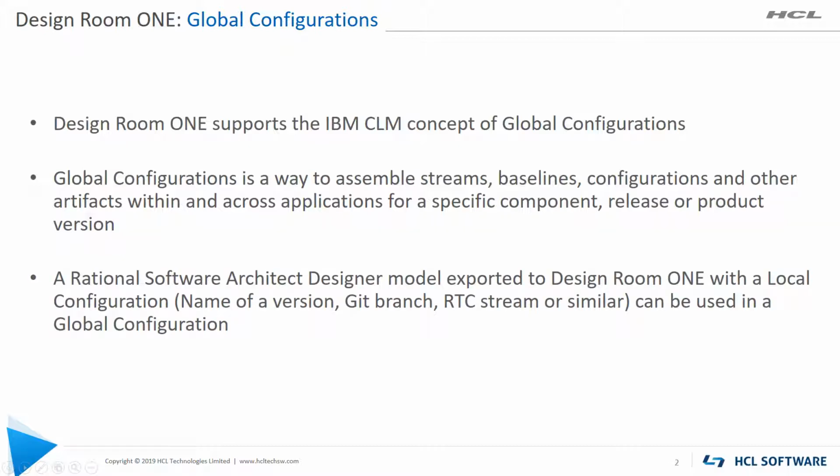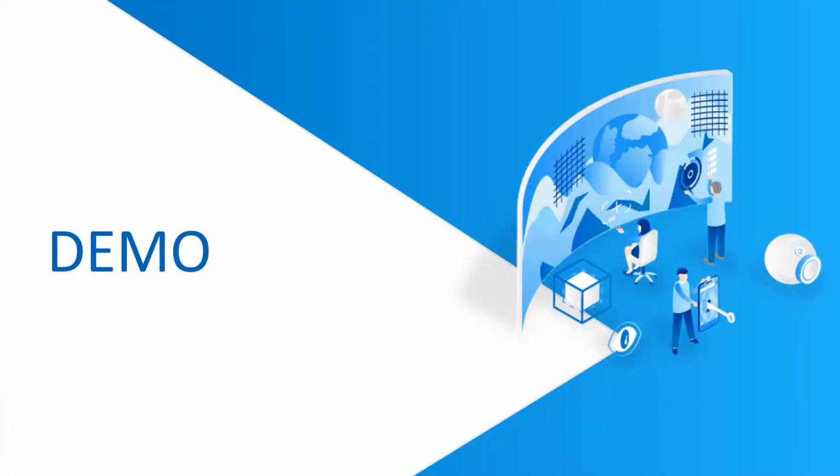A Rational Software Architect Designer model can be exported to Design Room 1 with a local configuration. The local configuration can be a version name, Git branch, a Rational Team Concert stream, or something similar. Let's begin the demo.